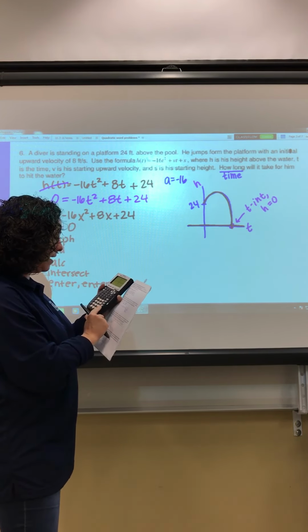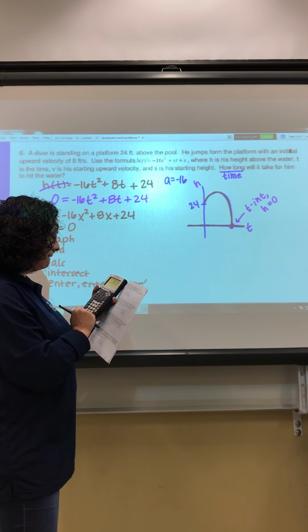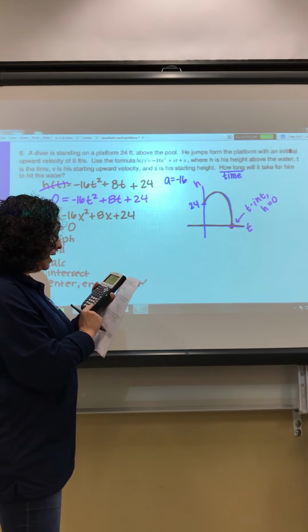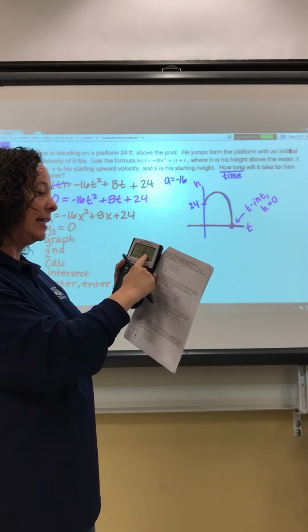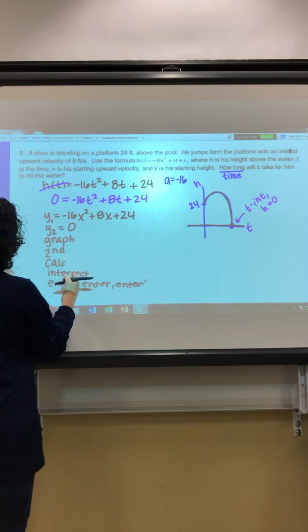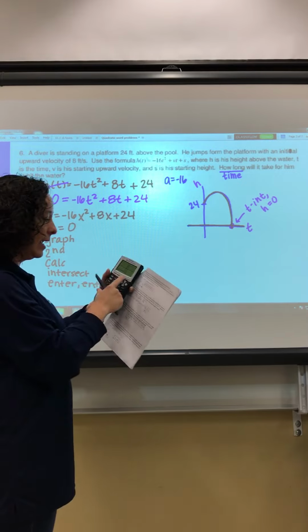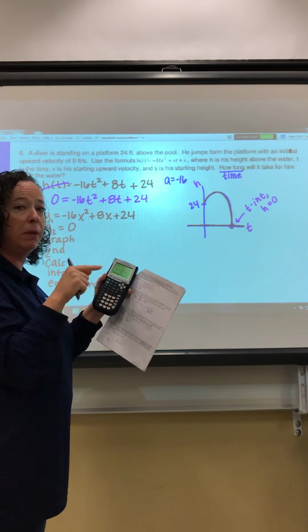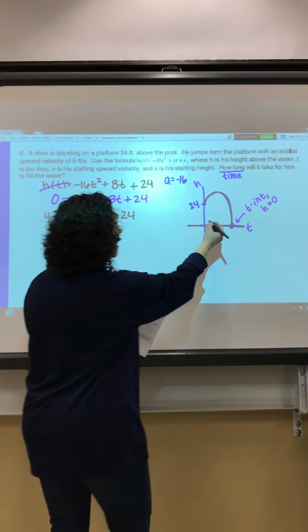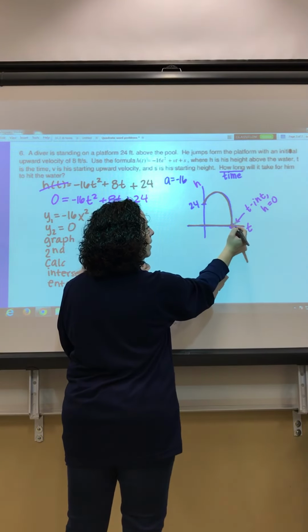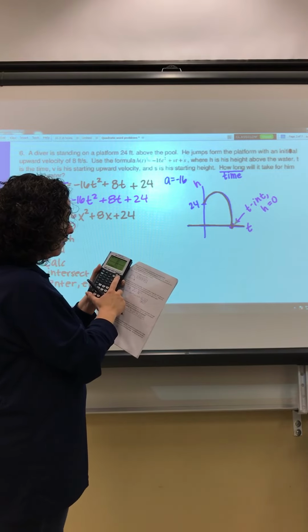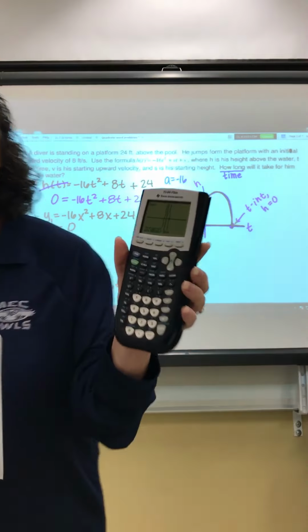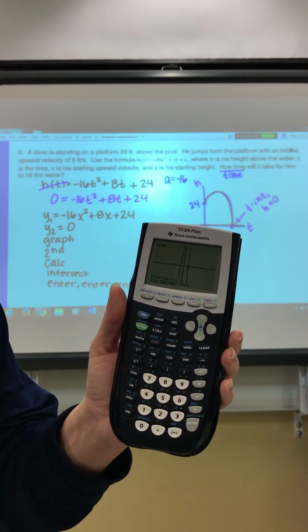Second calc, 5. Enter, enter, enter. And mine defaulted this way. Okay? So I need to start over because I need this one. So I'm going to do second calc, intersect again, but I want to move Blinky Man over to this part. Not over here, because time's never negative. We want to be right over here. So I'm going to move Blinky Man as close as I can to the actual intersection point that we are desiring to find.